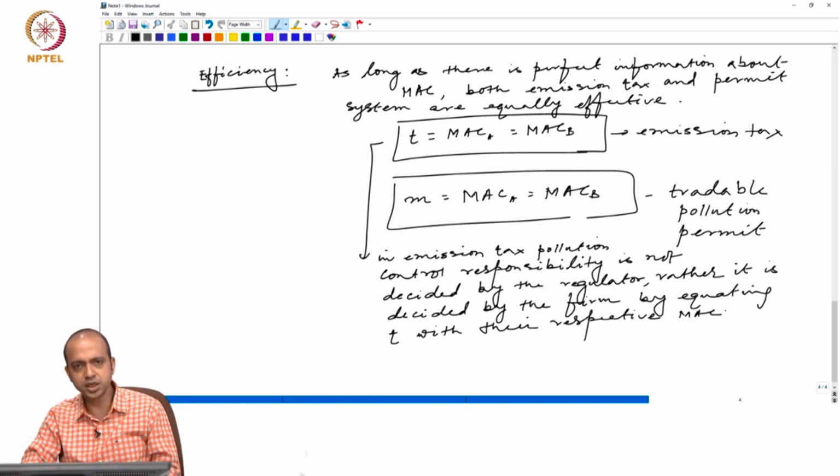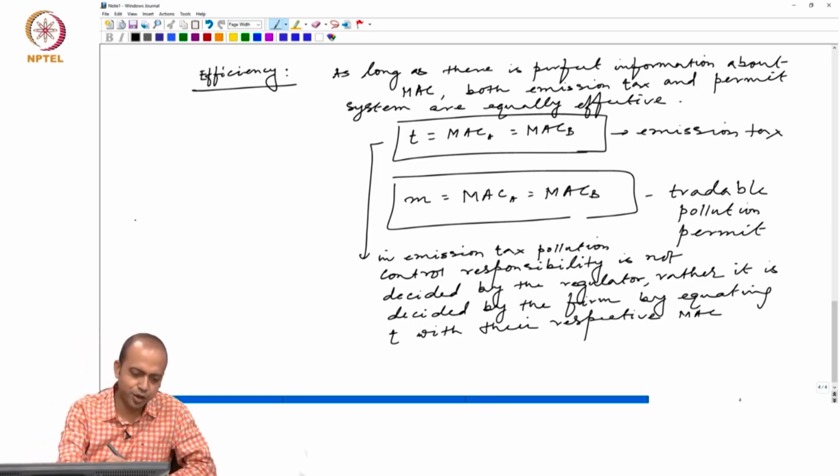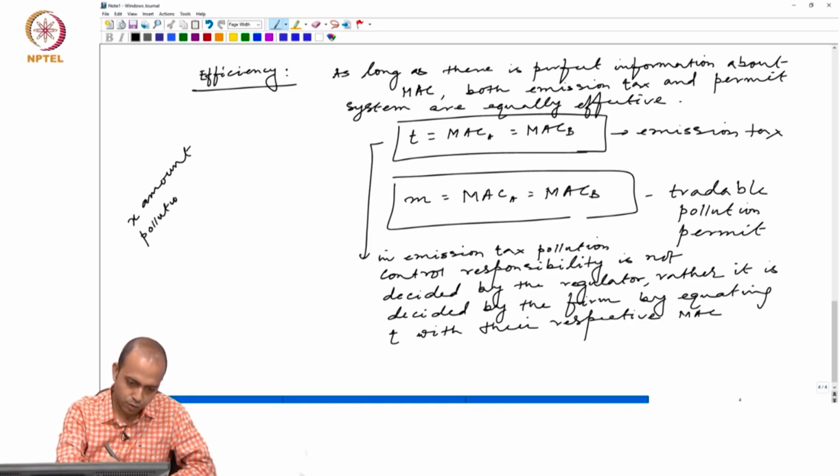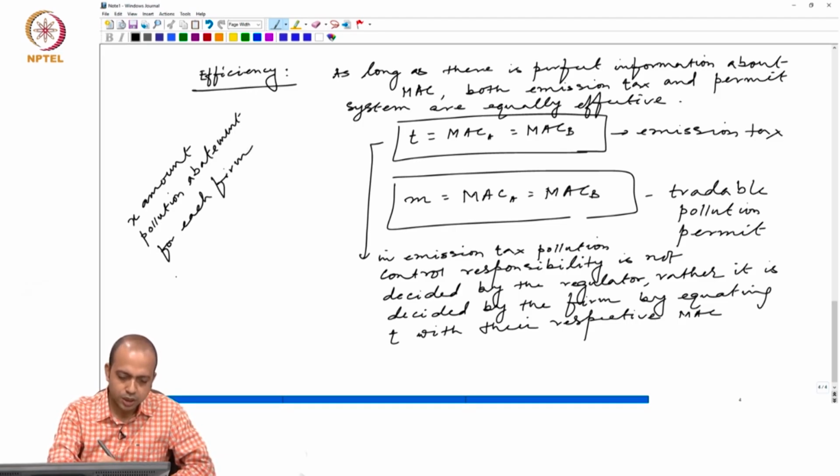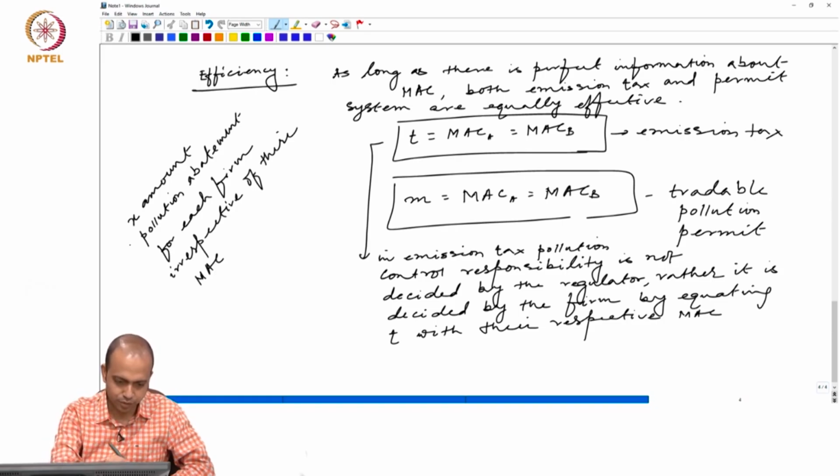So, that means the regulator is asking each and every firm in that industry that everyone should control X amount of pollution abatement, X amount of pollution abatement for each firm, irrespective of their marginal cost of abatement. If that is the case, that is called uniform standard.